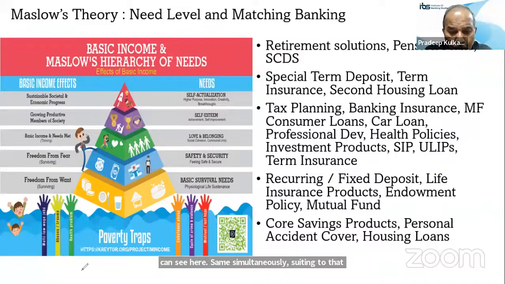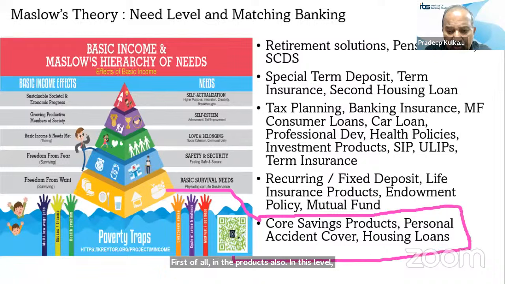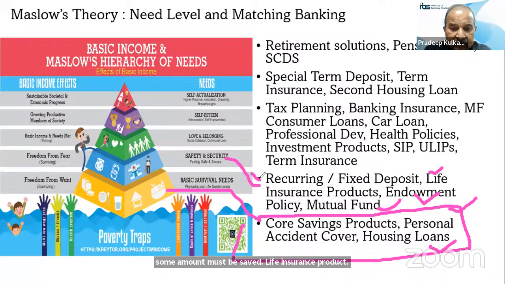First of all, in the products also, at this level, the customer is expecting only the basic savings account, basic personal accident cover, and housing loan, if at all, because he wants to be safe in a better house. Then second, now he wants a recurring deposit. Monthly some amount must be saved. Life insurance product, endowment policy, mutual fund. This is at the second level.